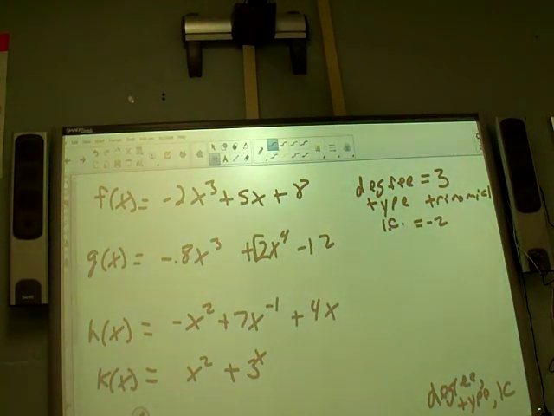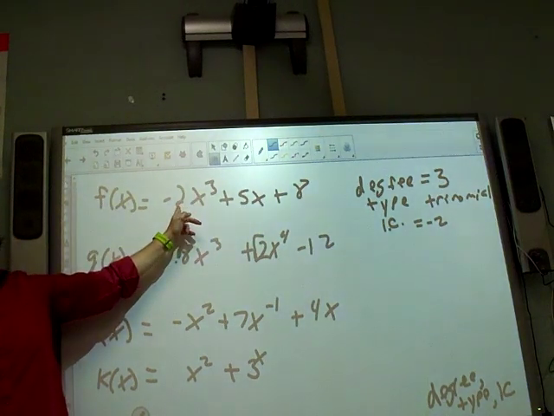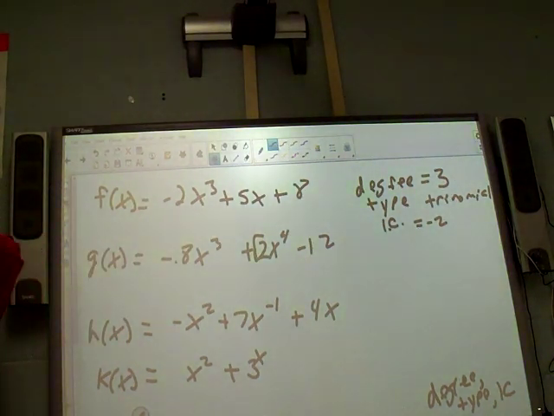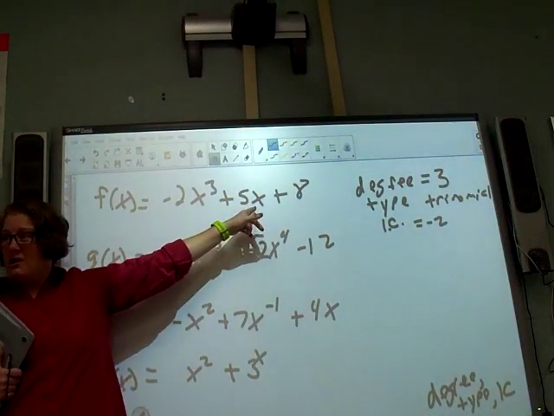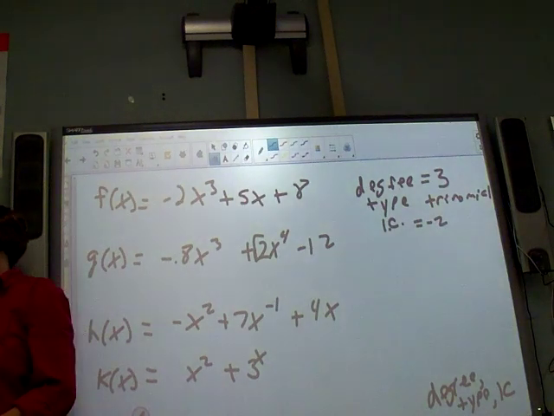The negative 2, where did you write it? Go to your degree, and it's the number on that term. That's always your leading coefficient. What do you do if you have 2 terms with your highest degree? If there had been another x cubed here, we would have combined like terms and then taken that coefficient.